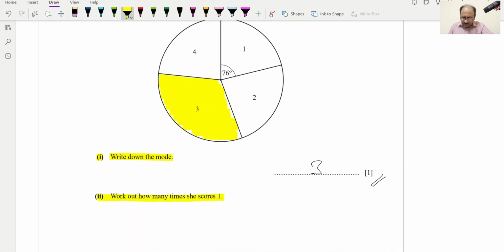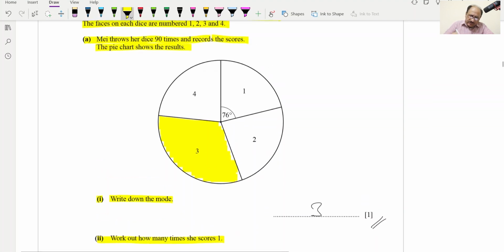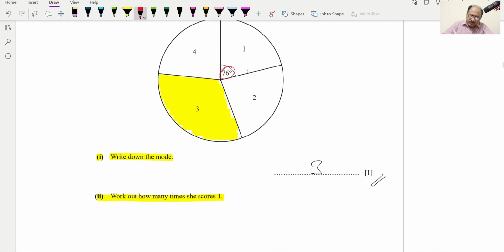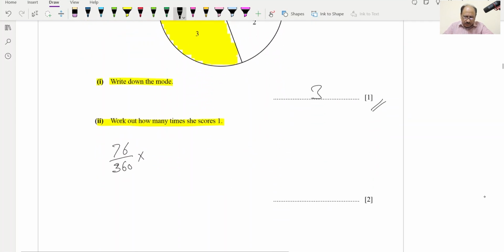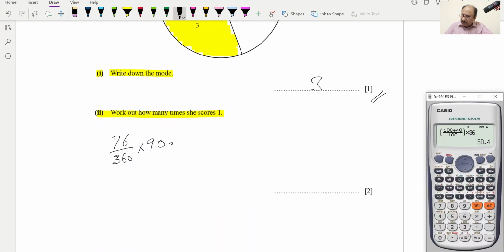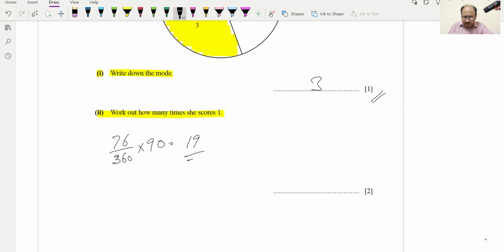Then work out how many times she scored 1. So for 1, we can see this is 76 degrees, out of the total, which is 360. So 76 divided by 360 and multiply by 90, because she's throwing 90 times. So 76 over 360, multiplied by 90, is equal to 19 times she will be getting 1. So 19 is our final answer for this one.